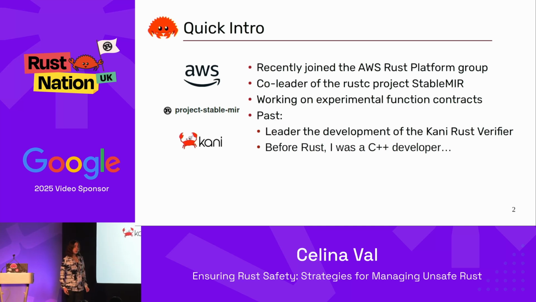I've also been working on the experimental feature for function contracts and type invariants in the Rust compiler and the language itself. Before I joined the AWS Rust platform group, I was the leader of the development of Kani, which is a Rust verification tool. It does formal verification. I'm going to talk briefly about it at the end. And before Rust, I was actually a C++ developer. I've done lots of Java, Python, but before Rust, the language I'd be championing was C++.